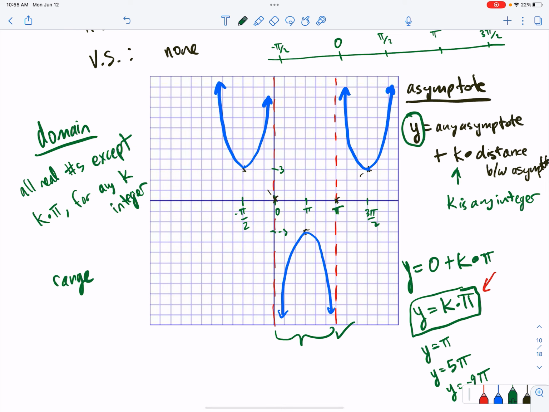And then the range here is also different than the sine and cosine graphs. What we see is that we go from negative infinity, so all the way down here, up to negative 3, and we're going to include negative 3. And then union from 3 to infinity. So 3 to infinity. And there is the range.